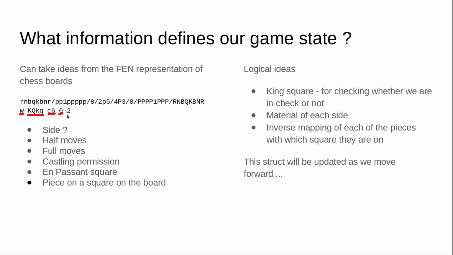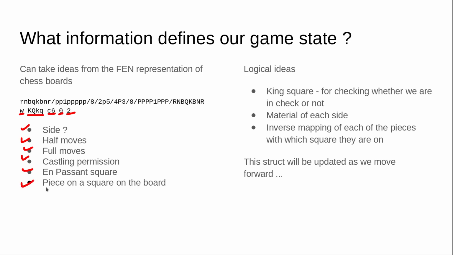And then after this we have your full move number, which is the number of full moves. It starts at 1 and is incremented after the black pieces move. So these are the things that we can keep in our structure to uniquely represent a game state. What we have collected from this FEN representation is the side which is going to move, the number of half moves, the number of full moves, your castling permissions, the en passant square, and the piece on a square on the board.